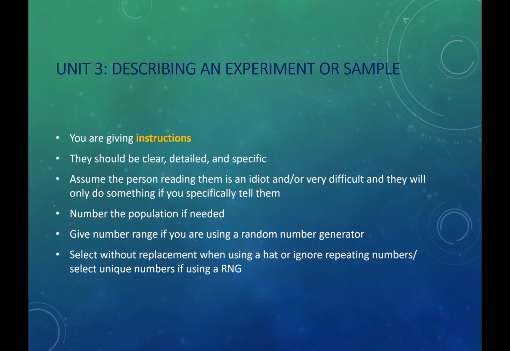Remember, if needed, you have to number the population. Give a number range if you're using a random number generator. So you can't just say number the population 1 through 2,000 and then pick numbers with the generator. You have to say between 1 and 2,000 with the generator. You select without replacement when using a hat, or ignore repeating numbers or select unique numbers if using a random number generator.